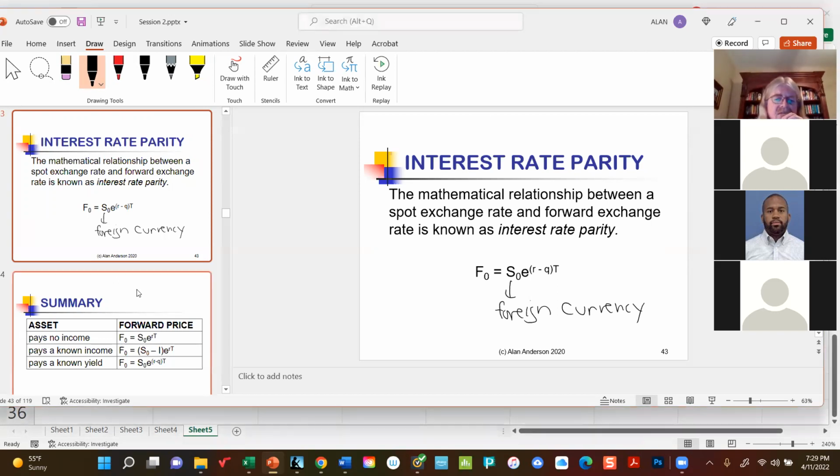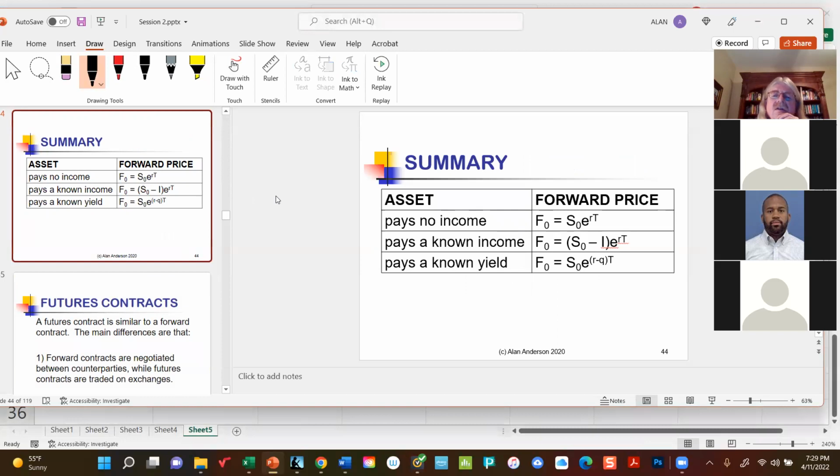Anyway, I put together a nice little chart for you because these are really the three main cases you're likely to run into. The asset pays no income. It has a known income, which means a lump sum payment every so often, and then a yield, which means continuously compounded. You have to pick the one that makes the most sense, but those are your three basic forward pricing models. And they're all no arbitrage relationships, meaning that if they're violated, there will be opportunities for investors to earn arbitrage profits, which will push the prices back towards this level.